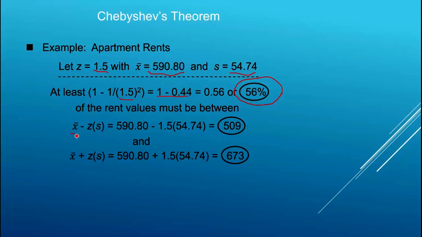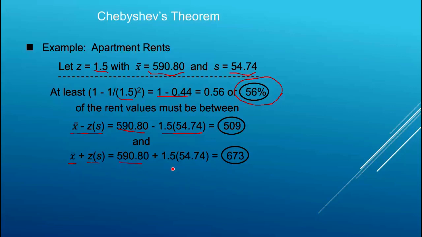Okay, so x bar minus z times the standard deviation would be 590.8 minus 1.5 times the standard deviation, which is 54.74. That means we have a lower bound for this range of $509, and the upper bound is x bar plus z times the standard deviation.